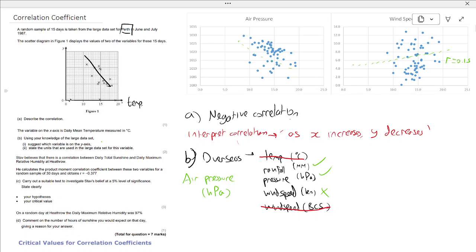Staff believes there's a correlation between sunshine and humidity. So this is totally unrelated to this now. Okay, different units, different variables, different location. He calculates the PMCC. He obtains this value for R. Carry out the hypothesis test.